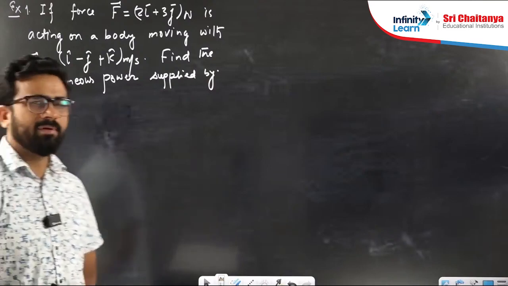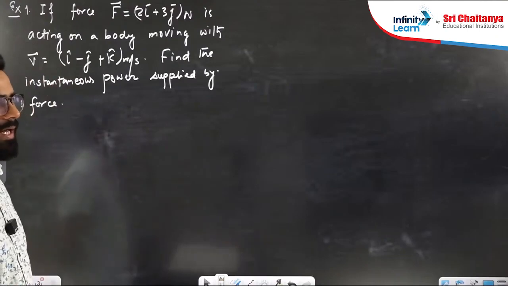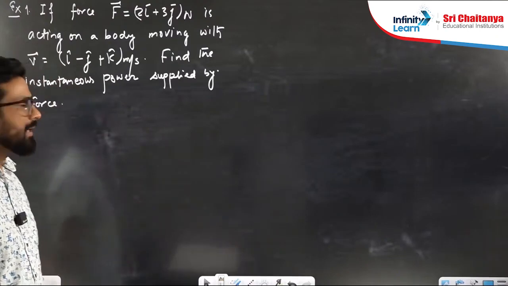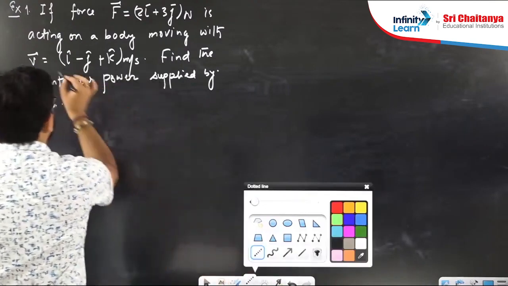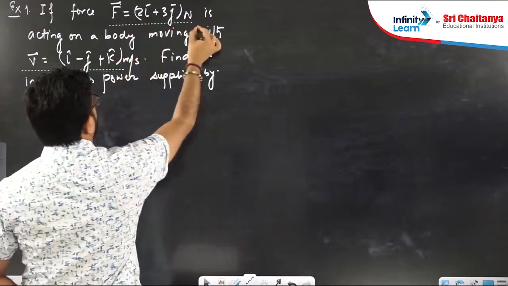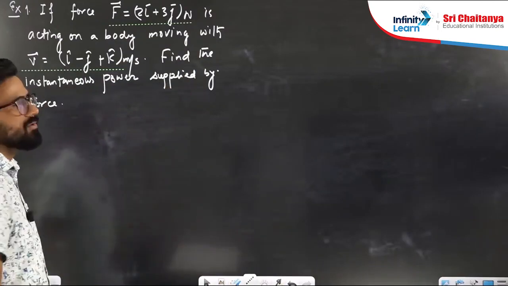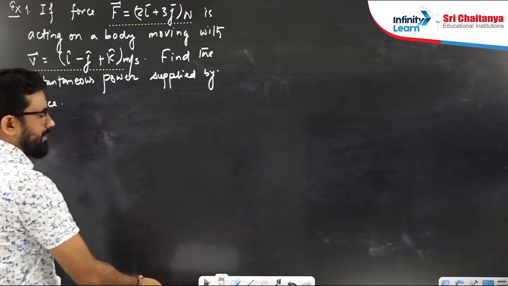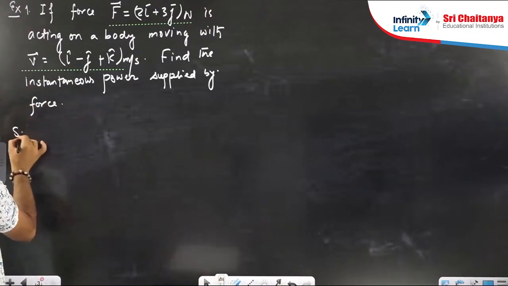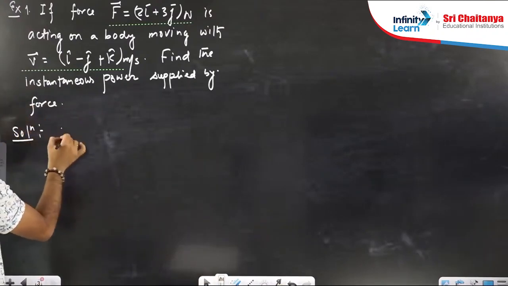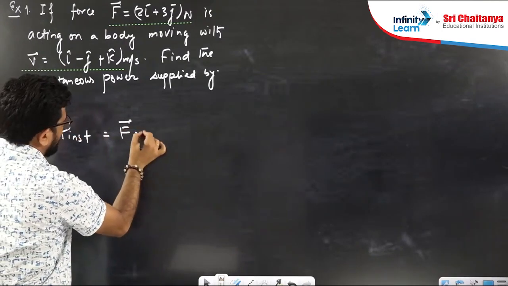Very basic, I'm just giving this question. You will find this type of question already asked 2-3 times in a paper. Now force is given to you, and velocity is also given. That means using these two things we can calculate the power. So power instantaneous is equal to F dot v.